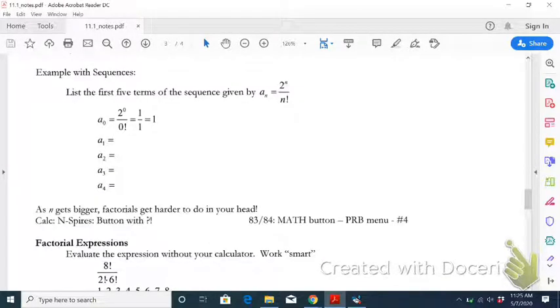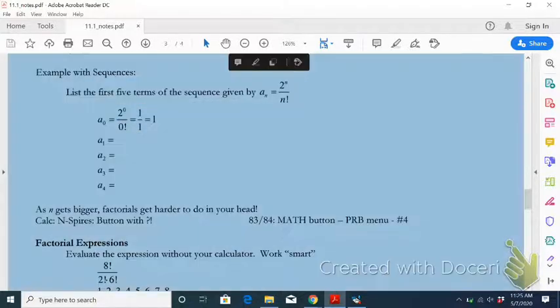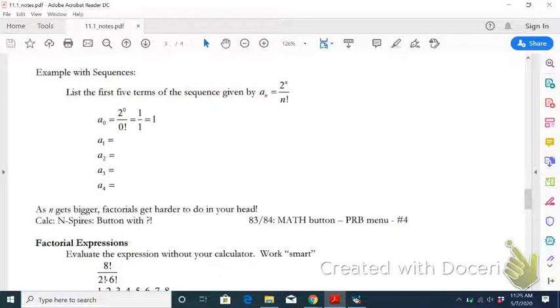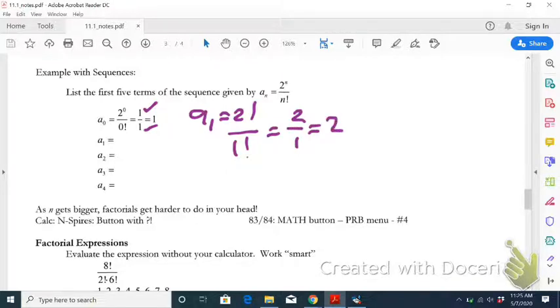So if we were writing out the first 5 terms of this sequence, the first one's done for you here. You plug in 0, so 2 to the 0 power is 1, 0 factorial is 1, and you get 1. So a sub 1 would be 2 to the first power over 1 factorial. So that would be 2 over 1. So a sub 1 would be 2. Pause the video real quick and figure out what these 3 are.